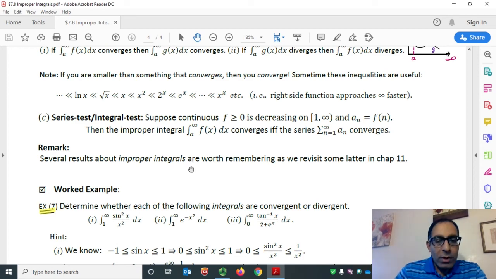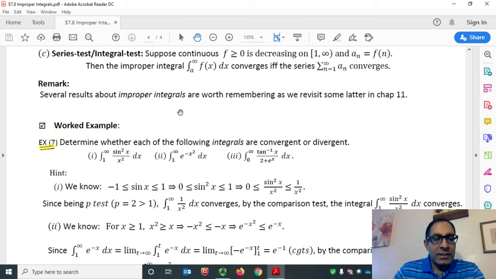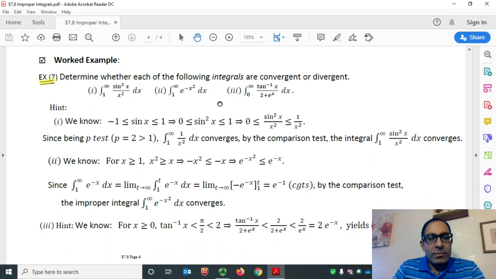Okay. One final remark. Several results about improper integrals are worth remembering as we revisit some later in chapter 11. Yeah? Great. Now let's do another example. Determine whether each of the following integrals is convergent or divergent using the comparison test. Great. So first, example 7, first part: the integral of sine squared x over x squared from 1 to infinity.